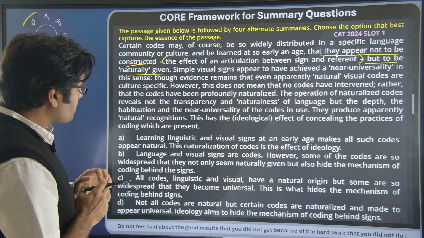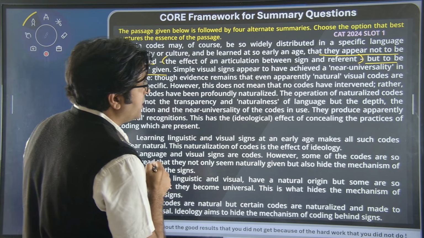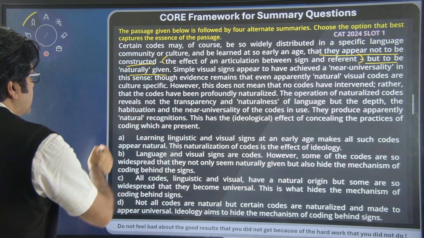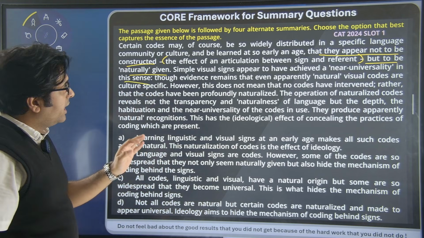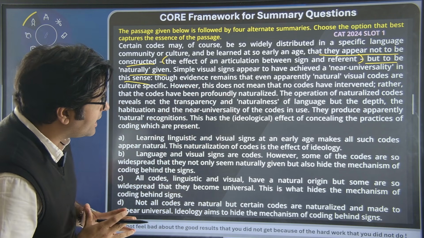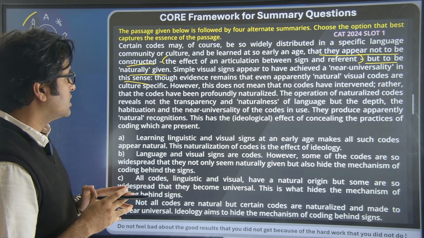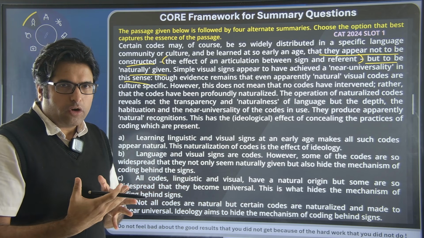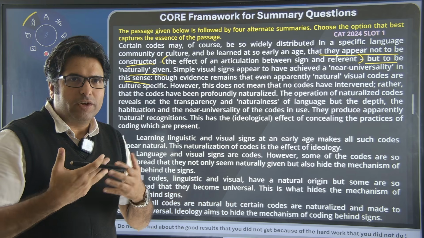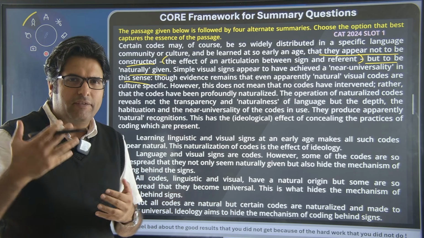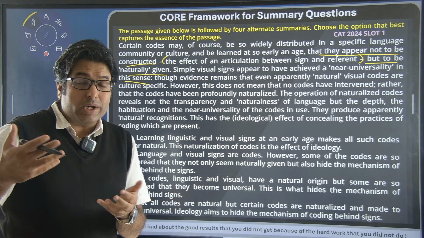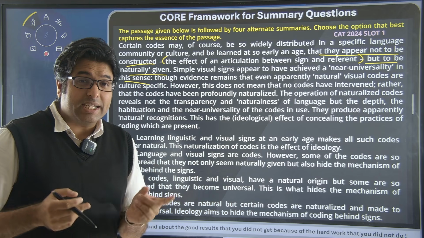Natural ही है. Some visual signs appear to have achieved near universality in this sense. इतने यूनिवर्सल हो गए हैं, दो एविडेंस रिमेन्स दैट even apparently natural visual codes are culture specific. So generally when we talk of any obvious things, we feel it is natural. ऐसा ही है. फैन को फैन क्यों बोलते हैं? तो ये क्वेश्चन नहीं आता, ऐसा चला आ रहा है. But this has been codified.